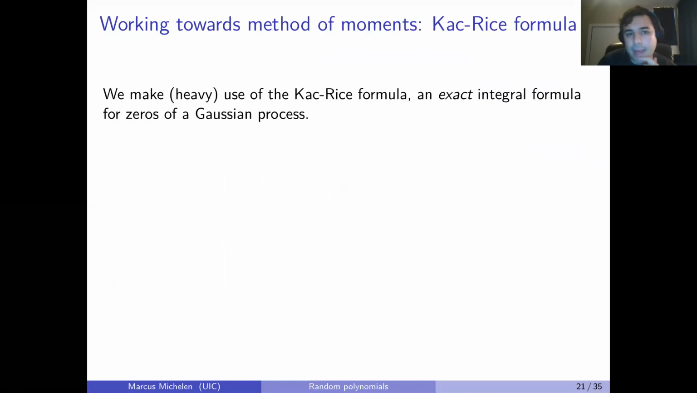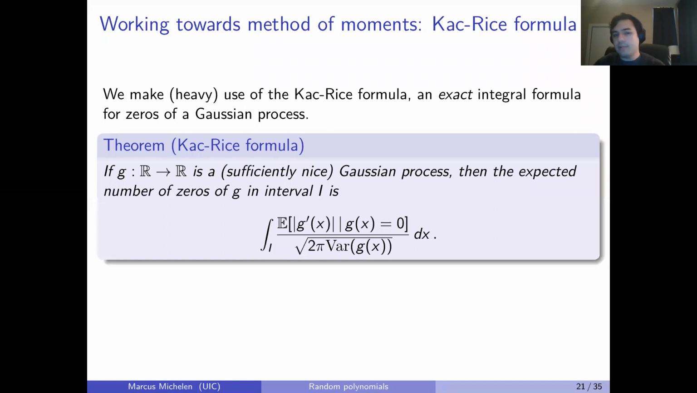Let's talk a little bit about how we can do this method of moments. So what we're going to end up using are the so-called Kac-Rice formulas. This is an exact integral formula for the zeros of a Gaussian process. This is what I alluded to in the past that Kac used to count the expected number of roots of a random polynomial, and also Shepp and Vanderbei used in their study of where the bulk of these roots are. This is a general statement about Gaussian processes. It says if I give you a sufficiently nice Gaussian process, the expected number of zeros in an interval is exactly equal to this integral.